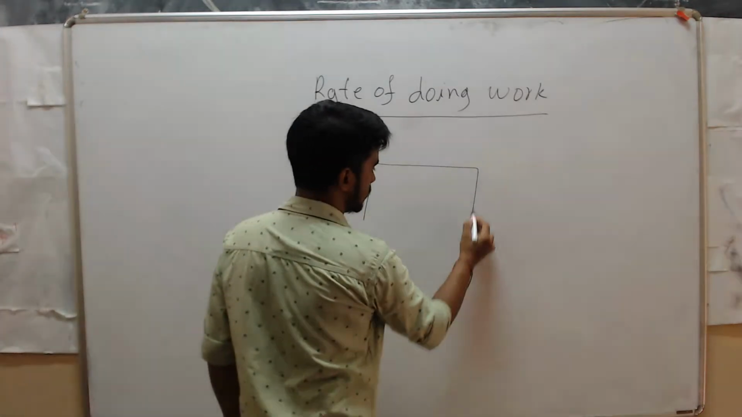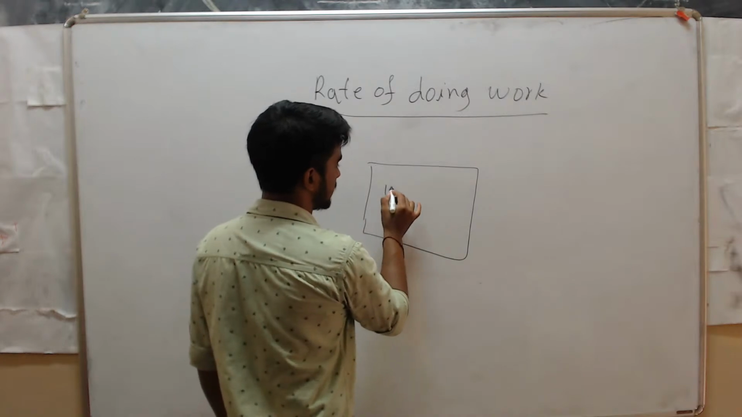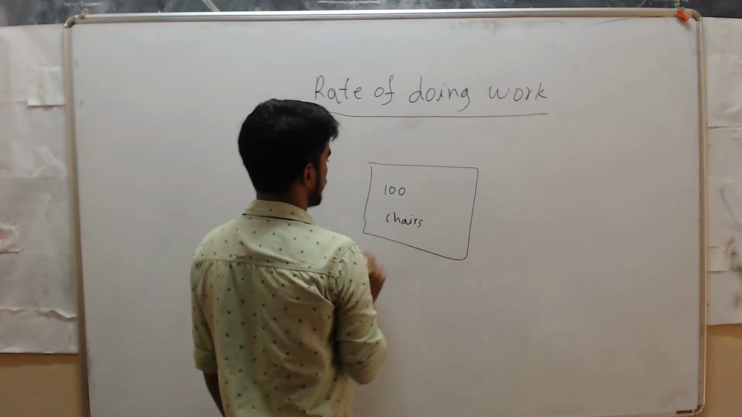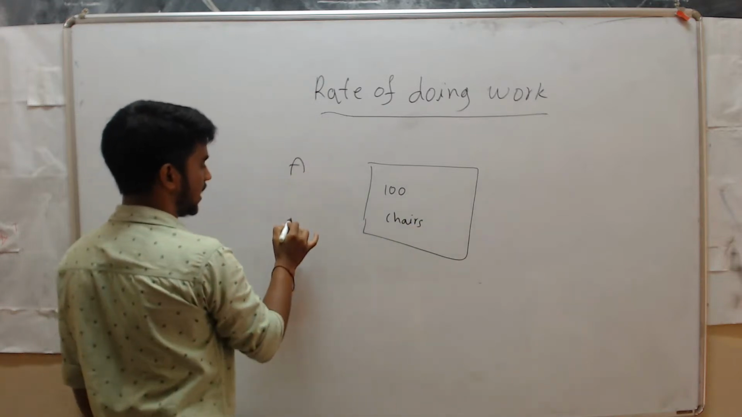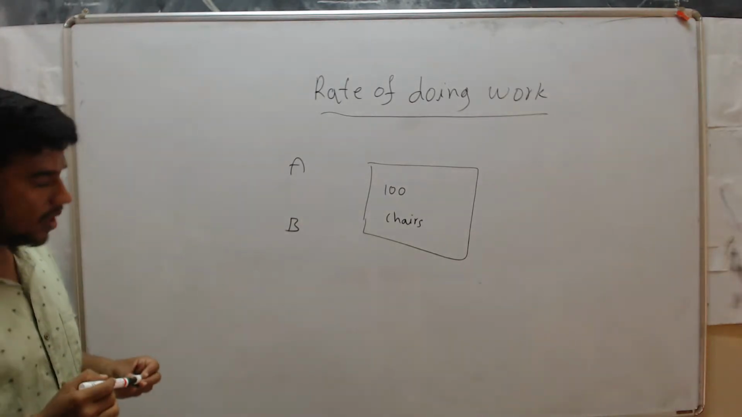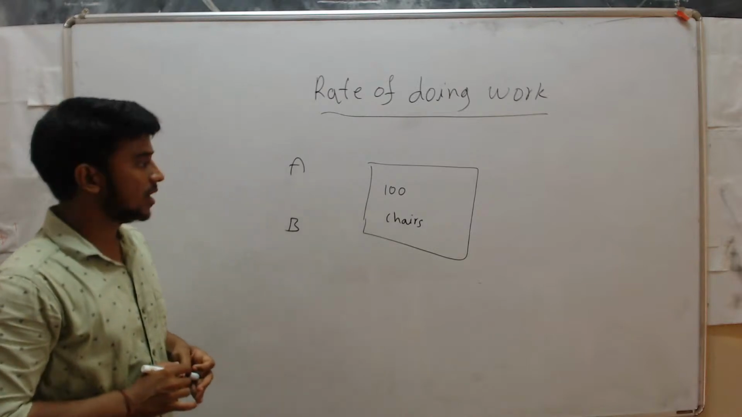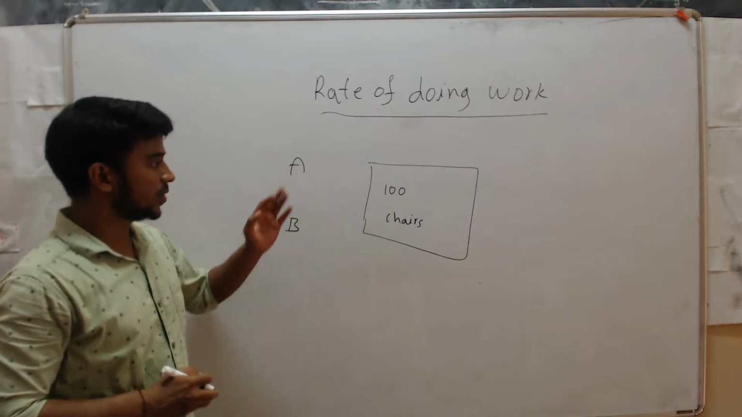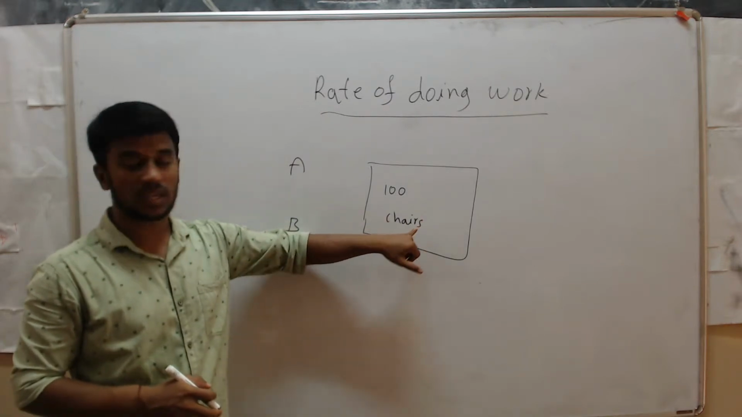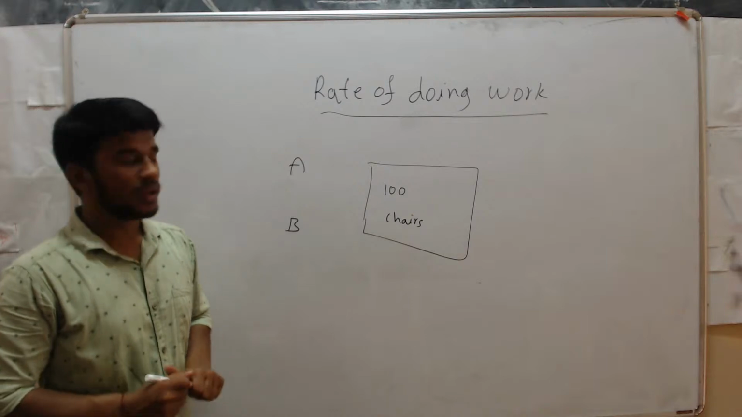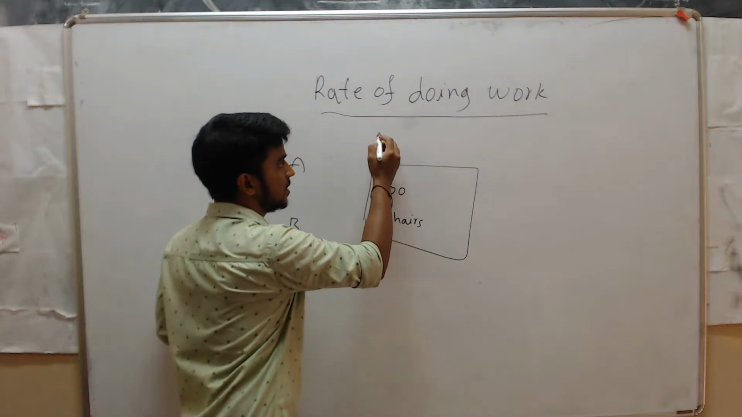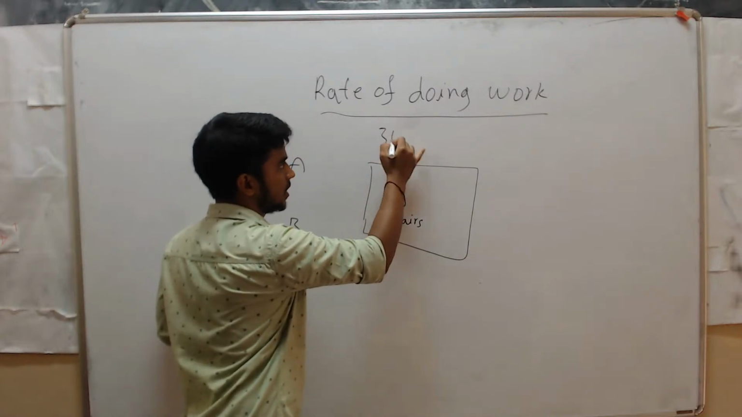Just imagine this is a room. Here 100 chairs are there. There are two persons, person A and person B. The work for both persons is the same: both have to keep 100 chairs outside the room. Now person A, to keep 100 chairs outside, will take say 30 minutes.